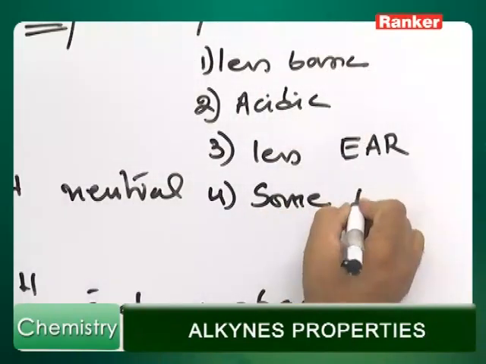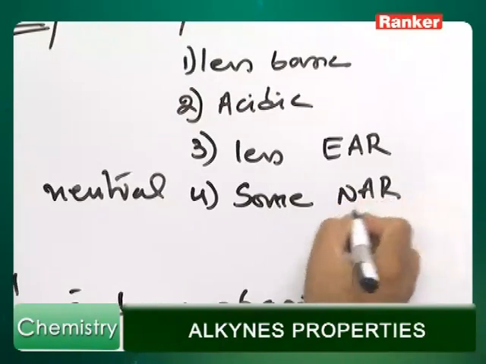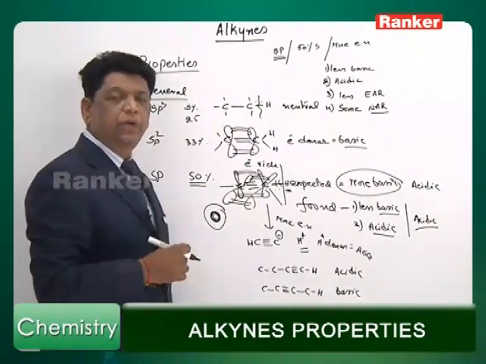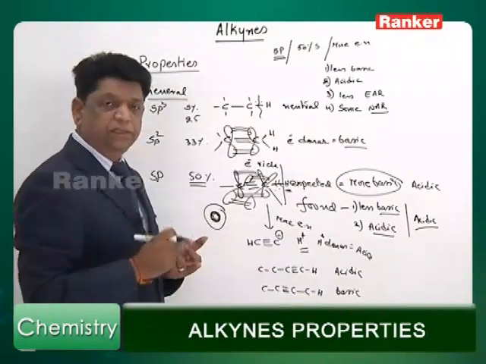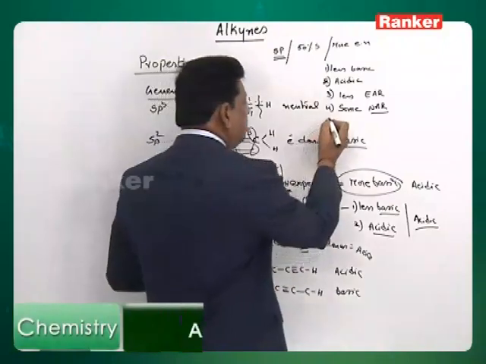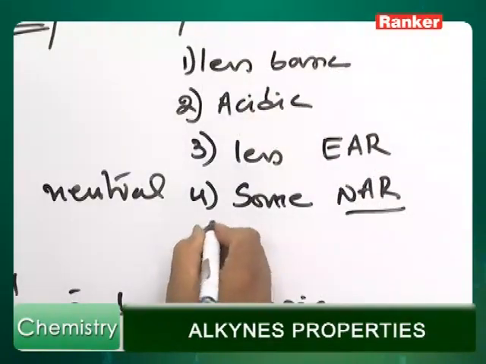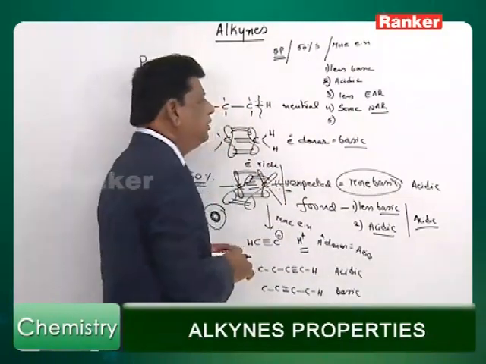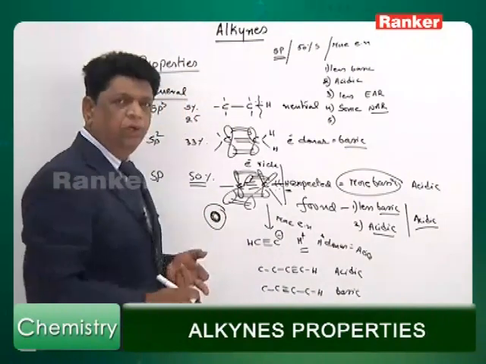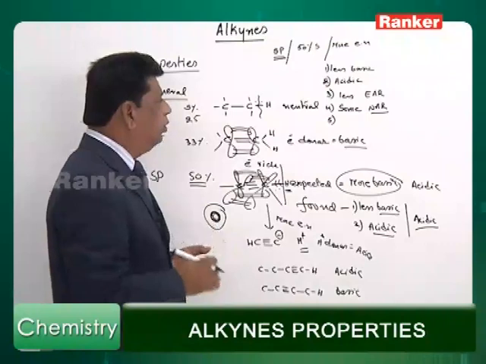nucleophilic addition reactions also taking place. This is another special property. Alkynes undergo nucleophilic addition, especially with HCN and methanol. Two examples are there. And also oxidation and polymerization, all these reactions always take place slowly.